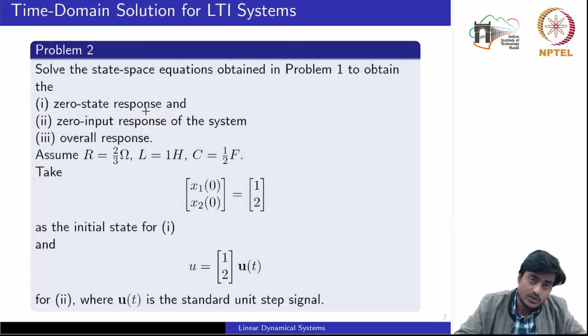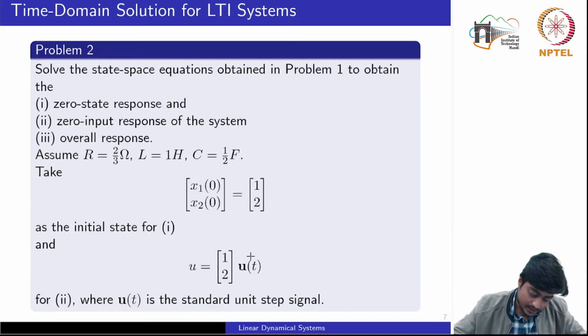First we will compute the zero state response, where the initial conditions are taken as 0 and we want to see the output which is only influenced by a certain input. The zero input response of the system is the one in which the input is in fact 0. The overall response would be the summation of the first two responses. We have taken these numerical values to compute the numerical solution, and the initial conditions are taken as 1 and 2.